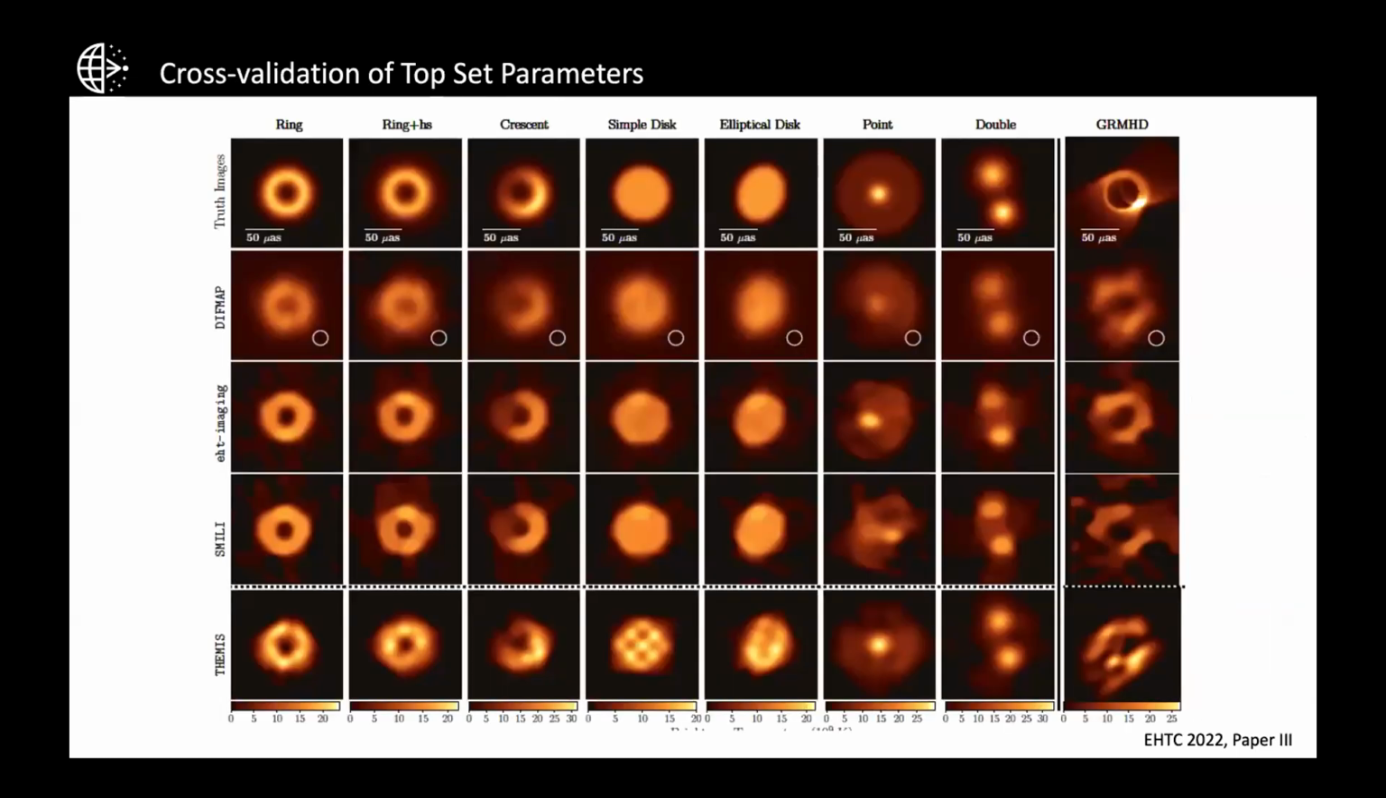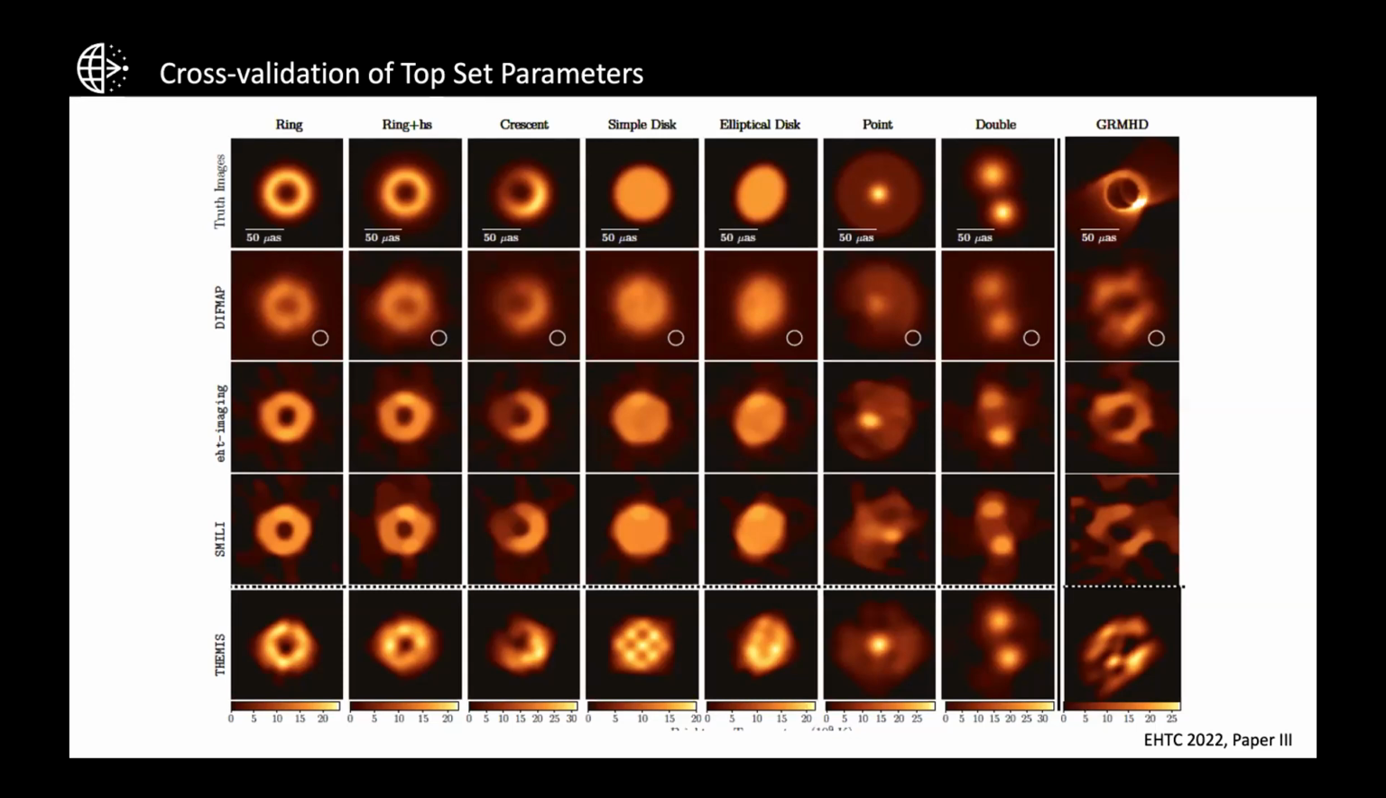To give an idea, this is a plot for one specific combination, just one of the top set parameters. At the top, there are the truth images of the different models, and then each line here represents a single software: VFMAP, EHT imaging, Smiley, and Themis. You see how this specific combination of parameters successfully reproduces all the ground truths for the different geometric models.